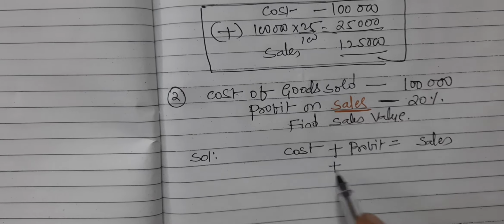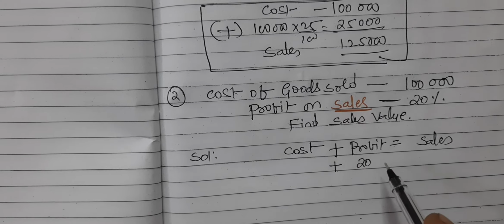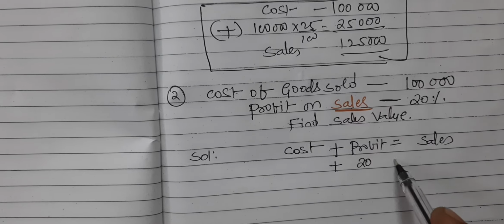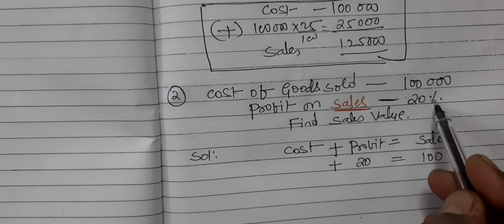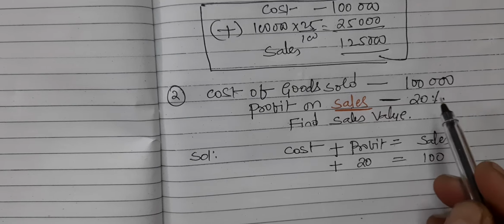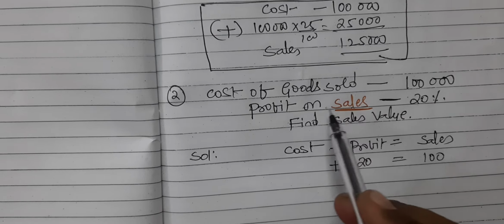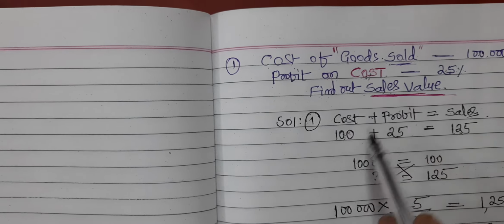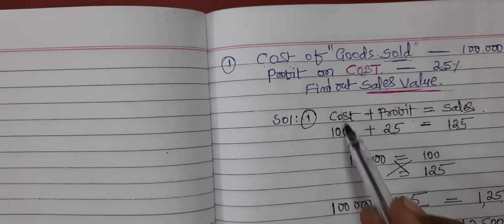Now in the equation, 20% profit you take below the profit. In this problem we have to take the sales as 100. Why? All percentages are measured out of 100. Here, on sale is given, so sale is equal to 100. In the previous problem, on cost was given, so I took cost is equal to 100.